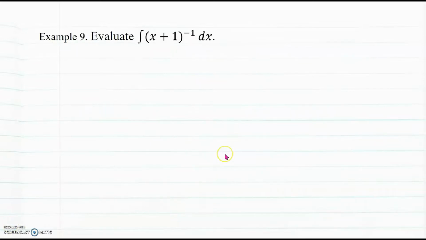Let's have our 9th example. Evaluate the integral of x plus 1 raised to negative 1 with respect to x. So, solution. Here we can easily identify our u. So we'll let u be equal to x plus 1. And since u is equal to x plus 1, the derivative of u is just 1 dx.